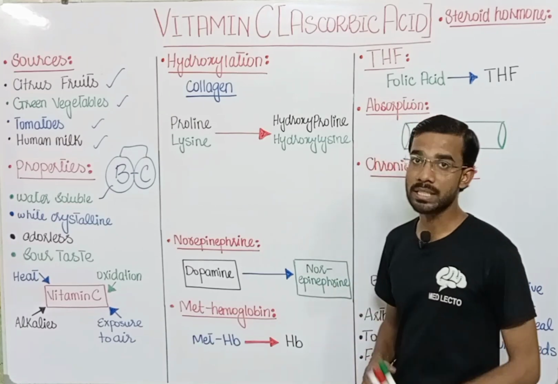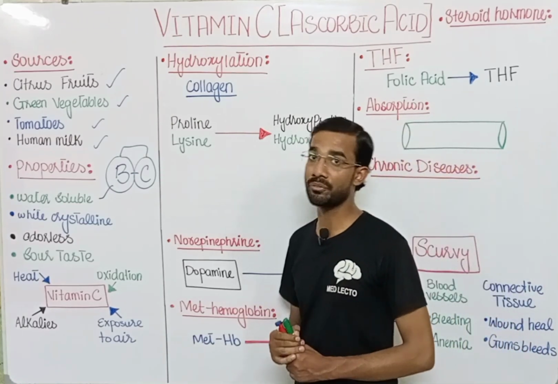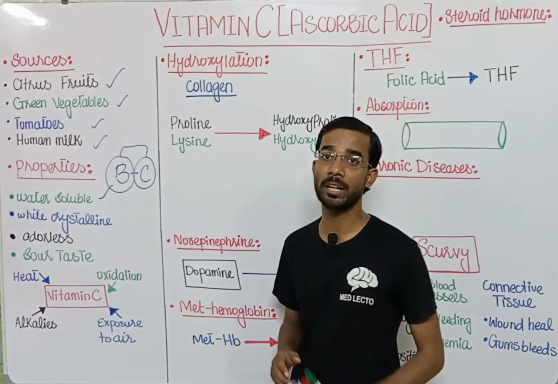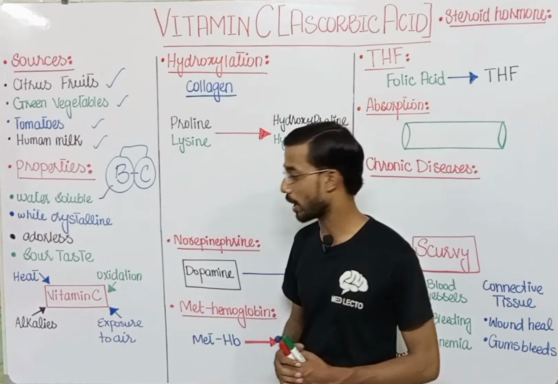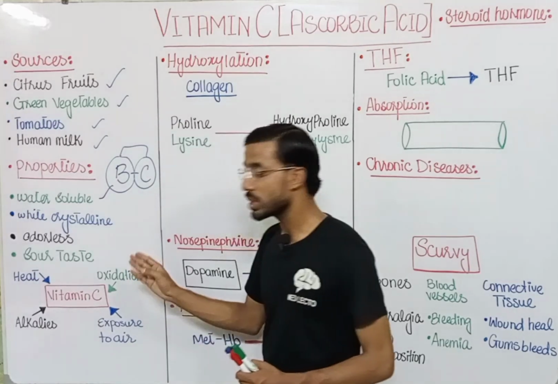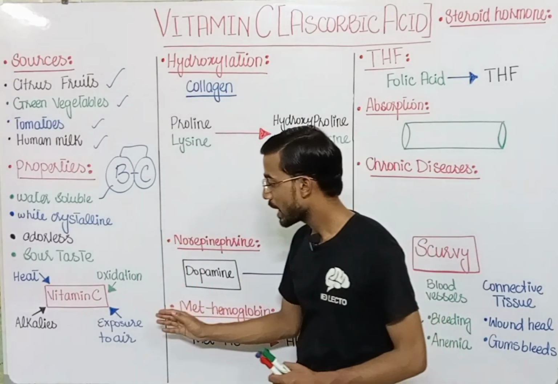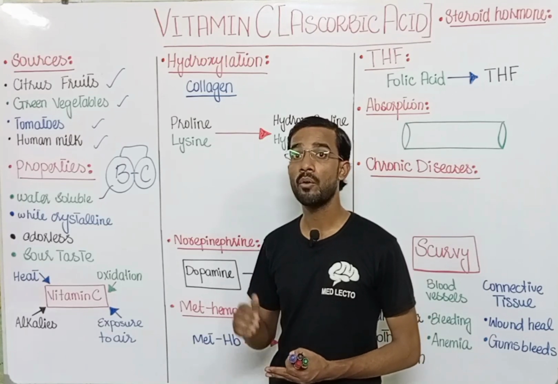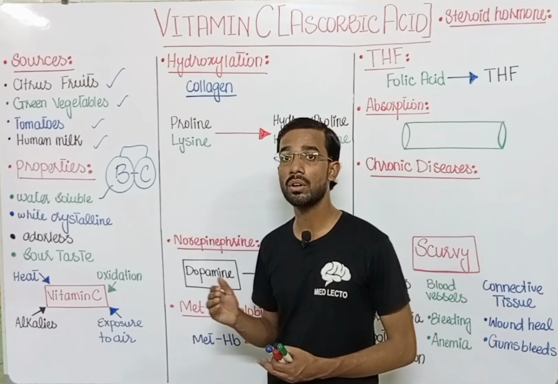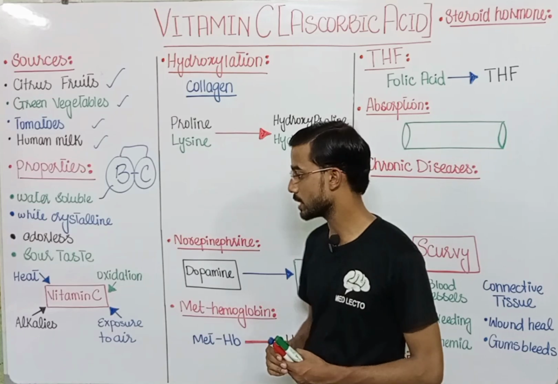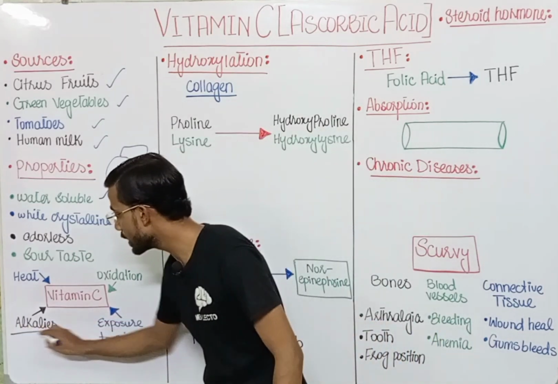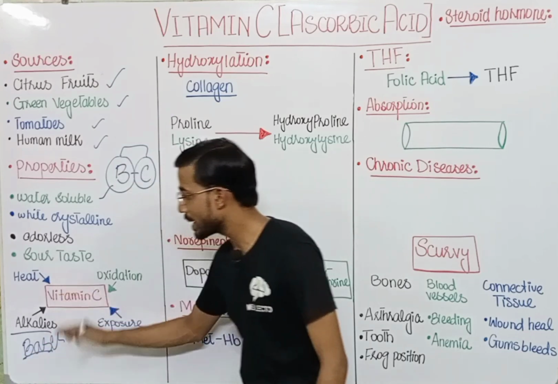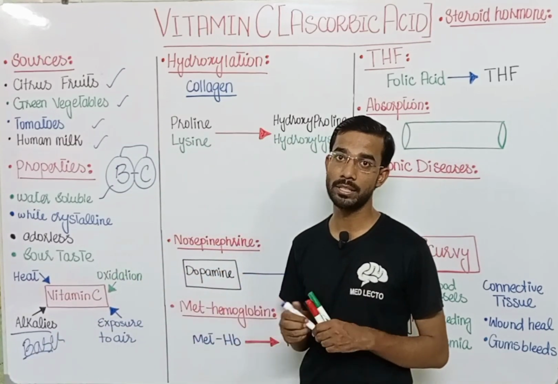Vitamin C is easily destroyed by different things. If heat is provided to vitamin C, then vitamin C is easily destroyed. Oxidation also destroys vitamin C. Exposure to the air is also a vulnerability and causes destruction of vitamin C. And alkalis, meaning bases, like acid and base. So bases also destroy vitamin C.